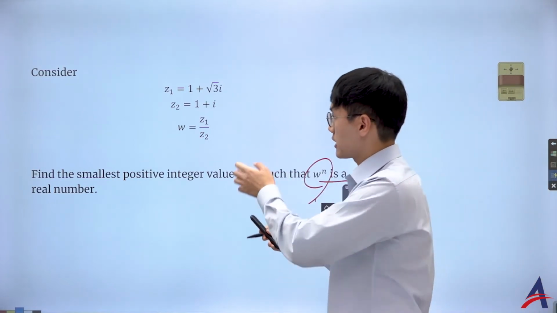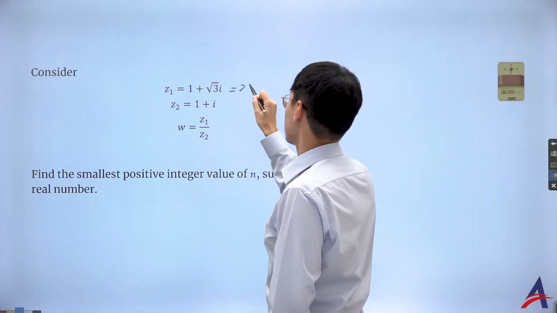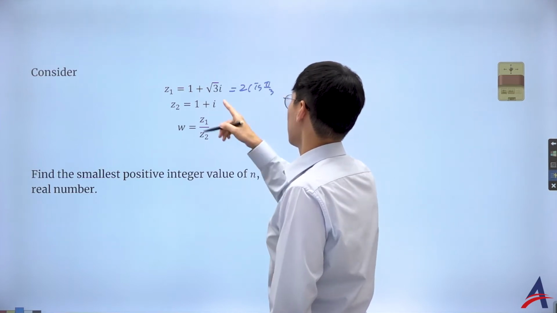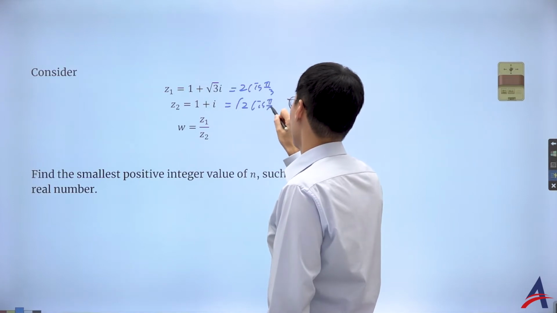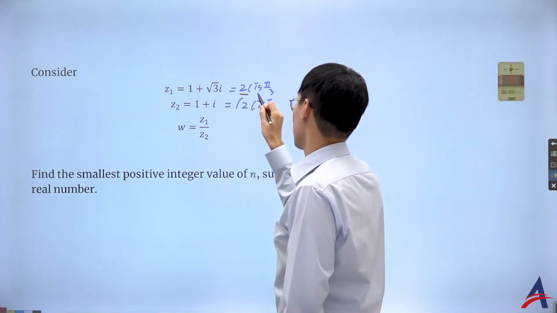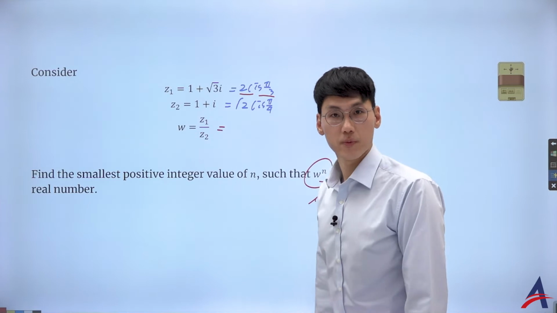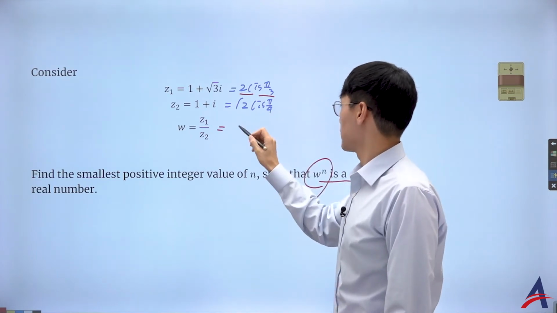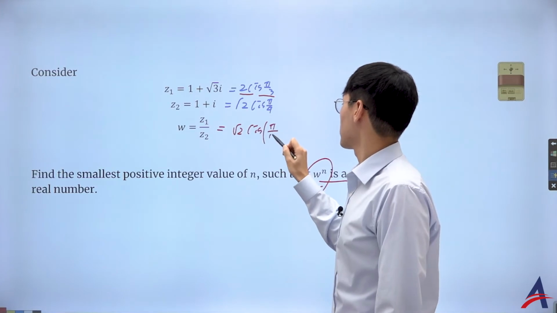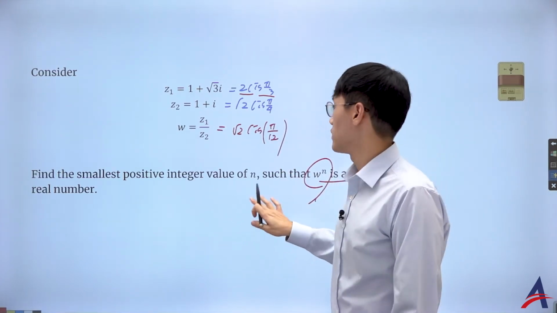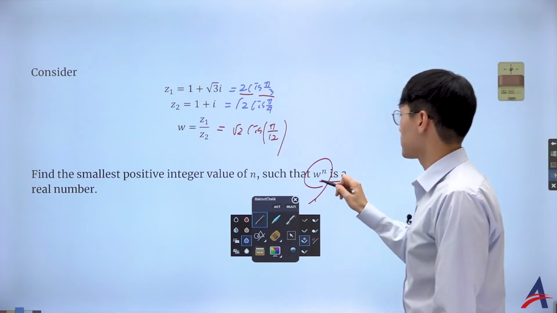So let's have a look. For this one, it's going to be 2 cis pi over 3. This is root 2 cis pi over 4. And what we're going to do is look at the quotient form. So the numerator is going to be simply root 2 cis, voila, pi over 12. That's something that we had done in the very first example, isn't it? So now I'm going to put it to the power of n.